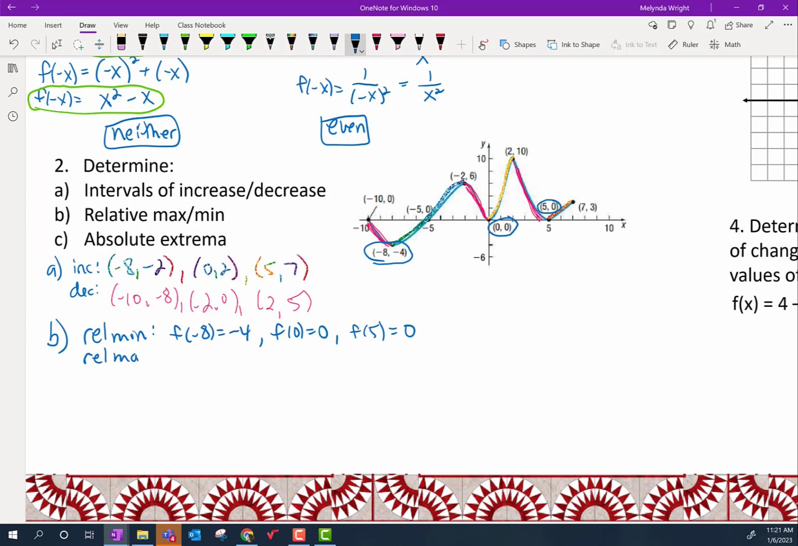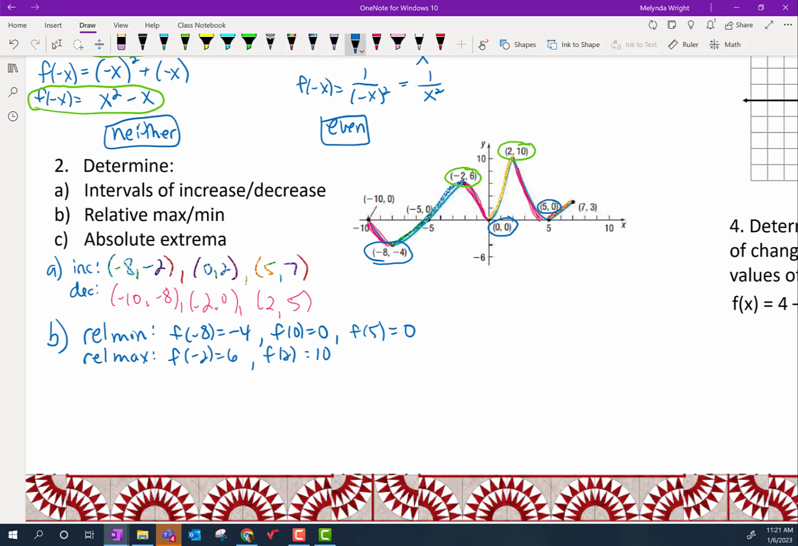Let's look at our relative maximums. Okay, we're looking at the top of a hill. We want to be at the top of the hill. So this right here, -2, 6, that's at the top of the hill. And again, we're going to write the point out. f of -2 equals 6. Looks like we have one more right here, top of the hill, 2, 10. So f of 2 equals 10. And those are our relative maximum points.